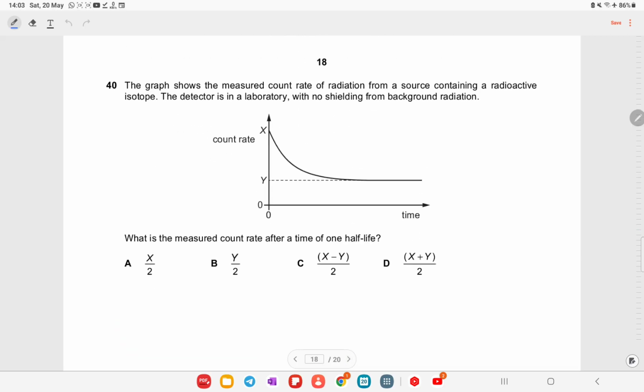Okay, moving to the last question, which states that the graph shows the measured count rate of radiation from a source containing a radioactive isotope. The detector is in a laboratory with no shielding from the background. What is the measured count rate after a time of one half life? So now you have to add the background radiation and the radiation of the radioactive element, and then it's going to be divided by 2, because that's what half life is. So D is going to be the right answer.